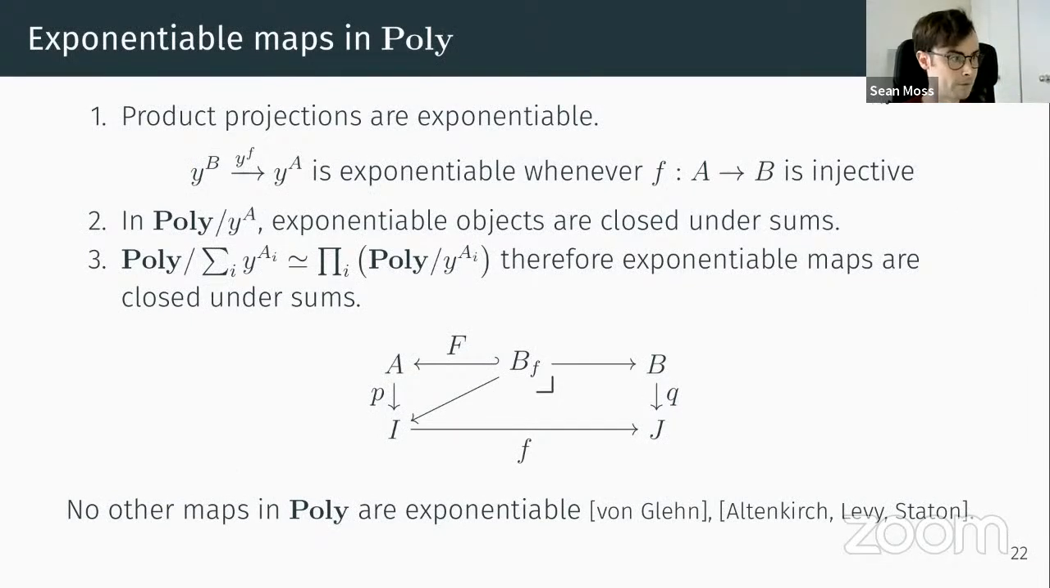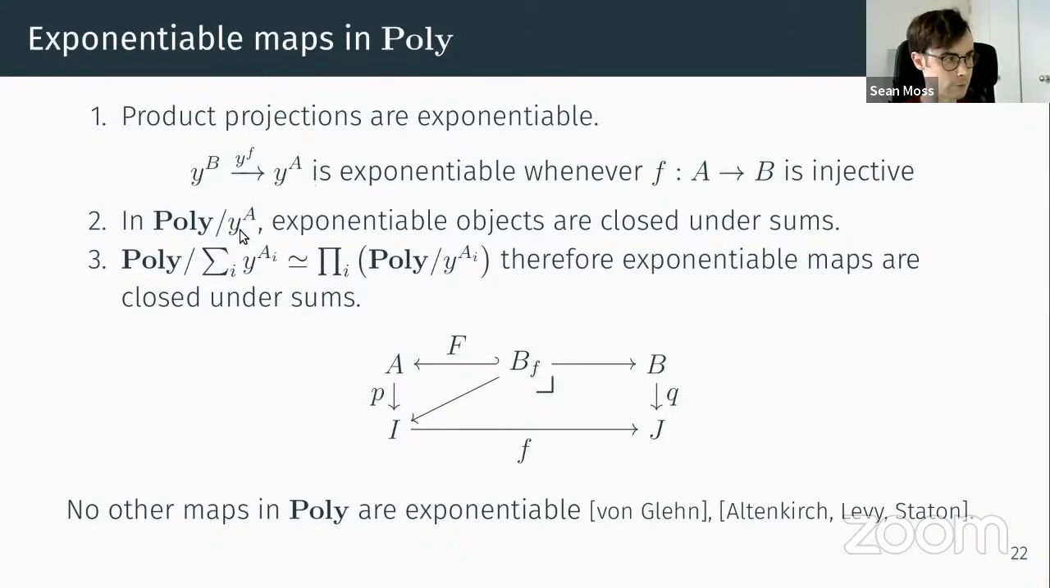So yeah, the question we'll answer now is, what are the exponential maps in Poly? Well, as I just said, the product projections must be exponentiable. So in particular, if f is an injection of sets from A into B, then the corresponding map of polynomials from y^B to y^A is exponentiable.